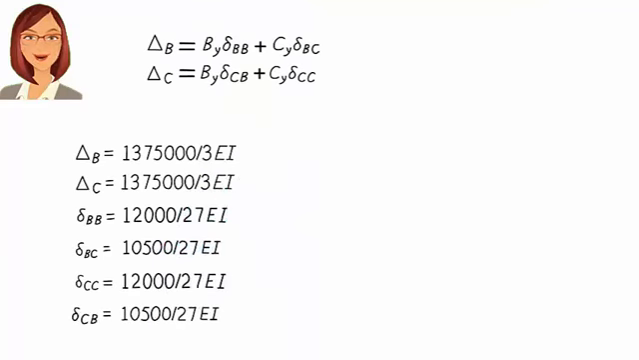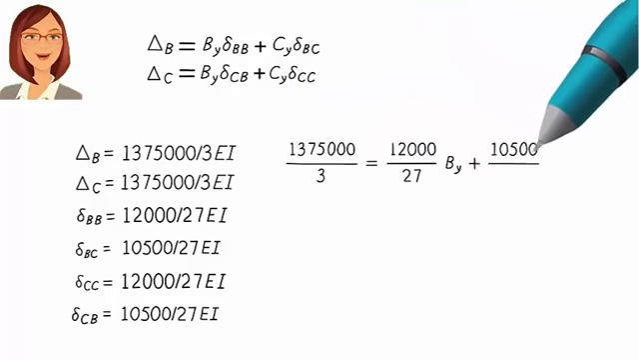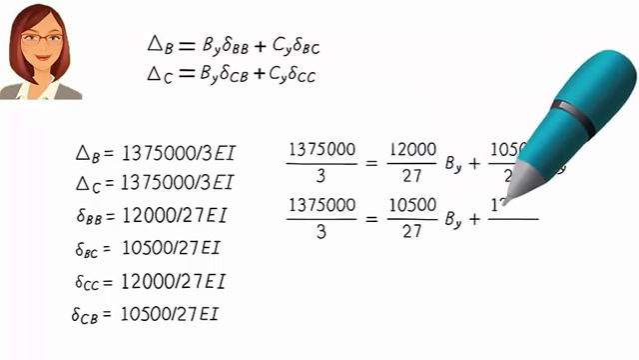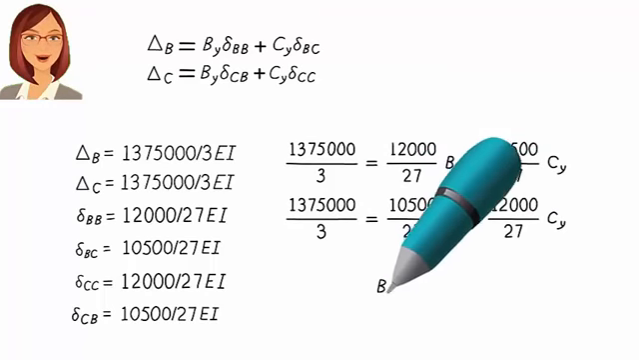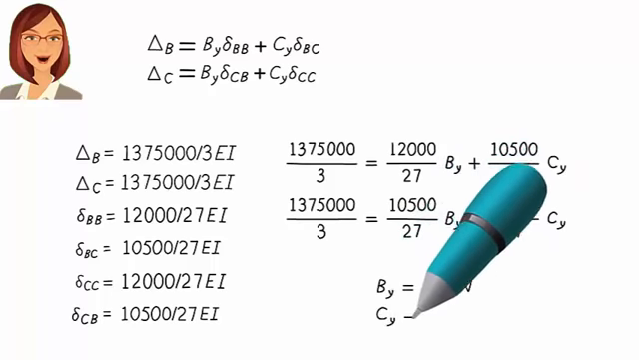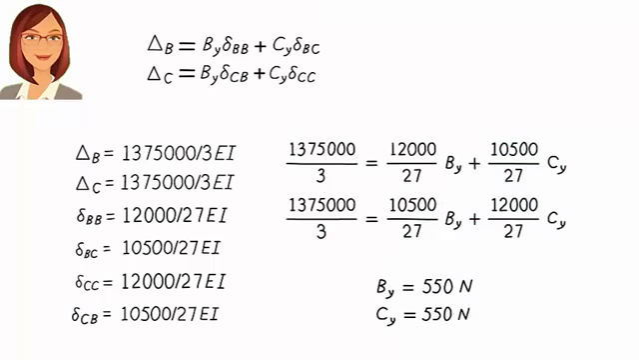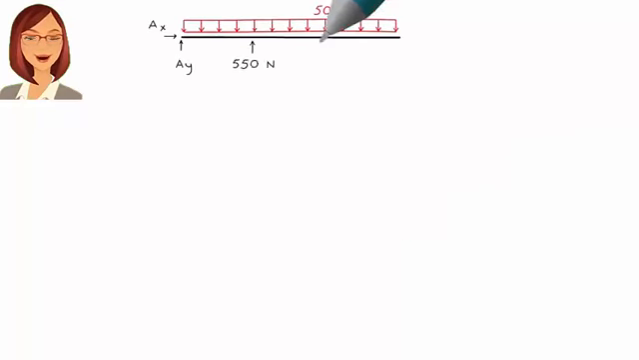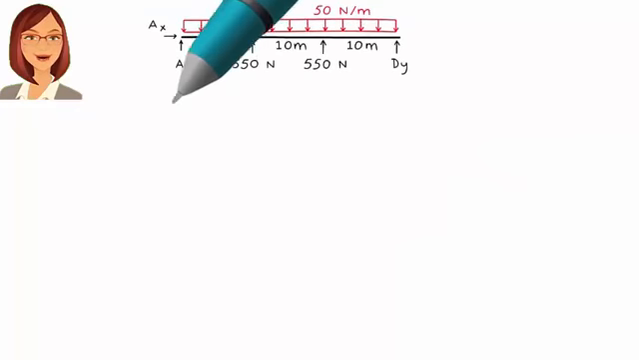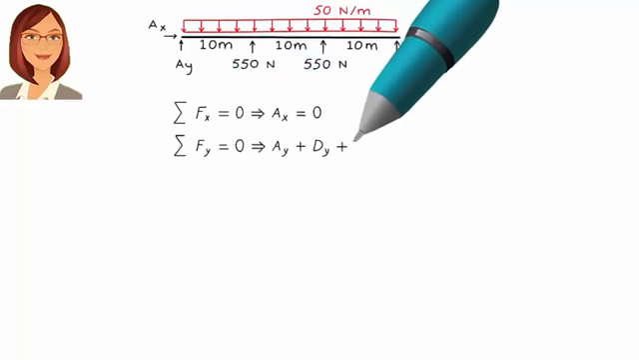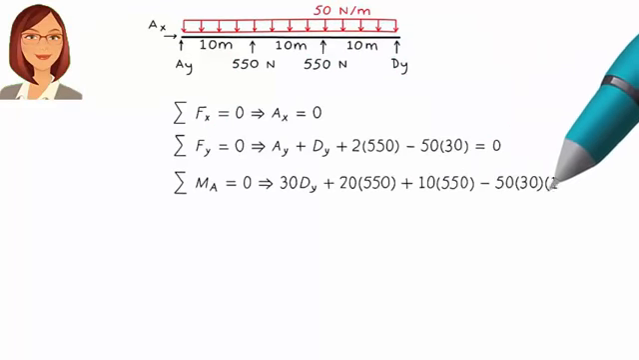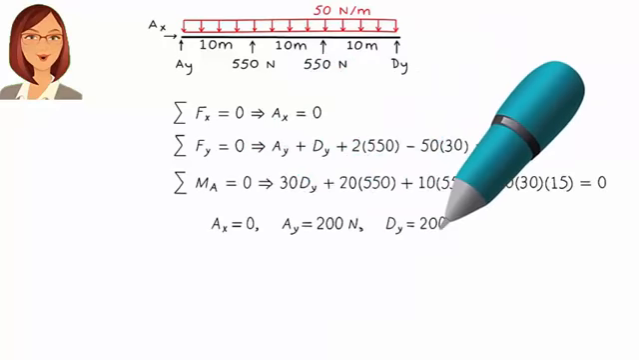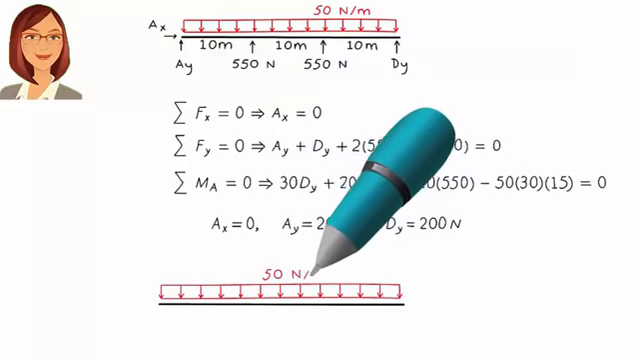Okay, now we're ready to solve the compatibility equations. Here are the two equations in simplified form. Solving them simultaneously, we get By equals and Cy equals. Now we are ready to calculate the remaining support reactions using the static equilibrium equations. Here is the result of the analysis.